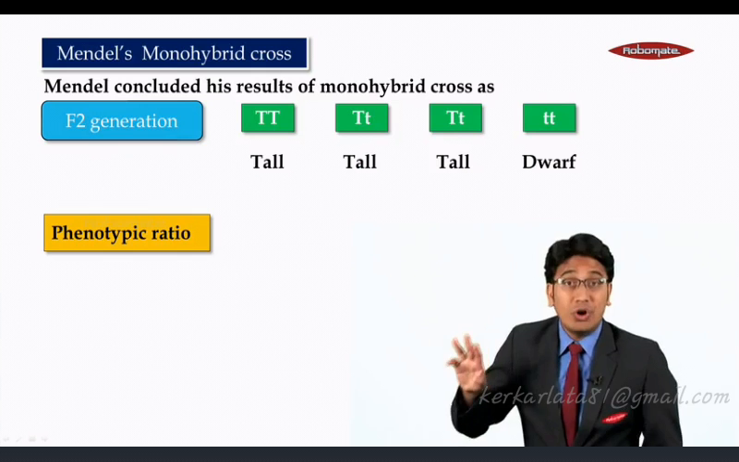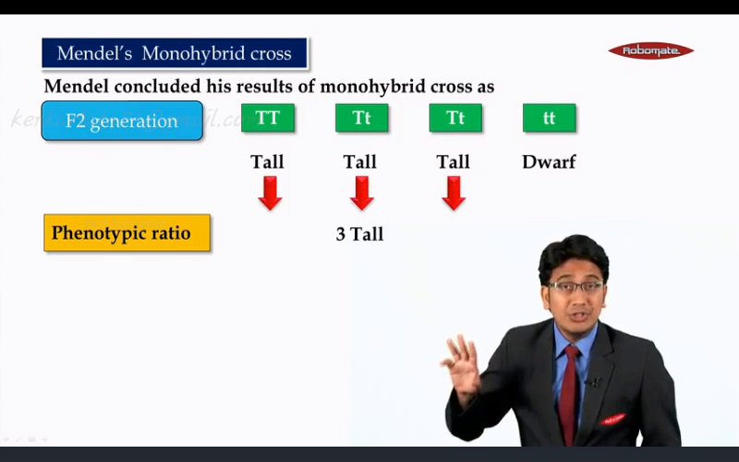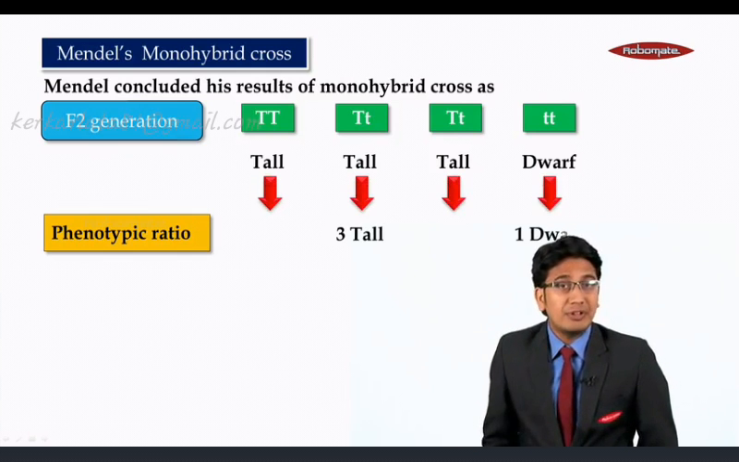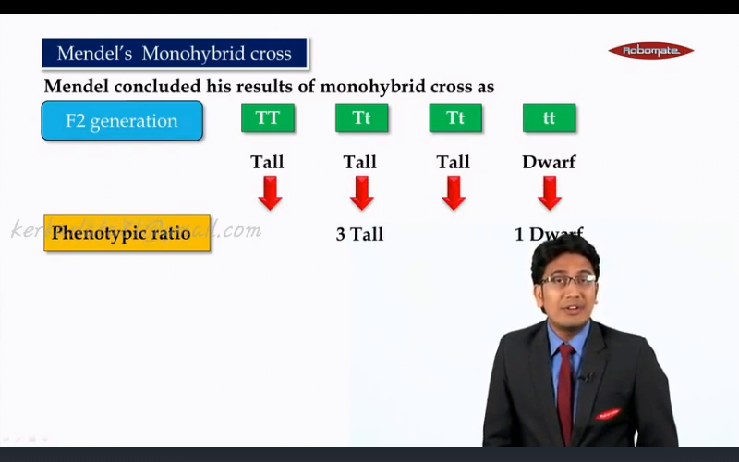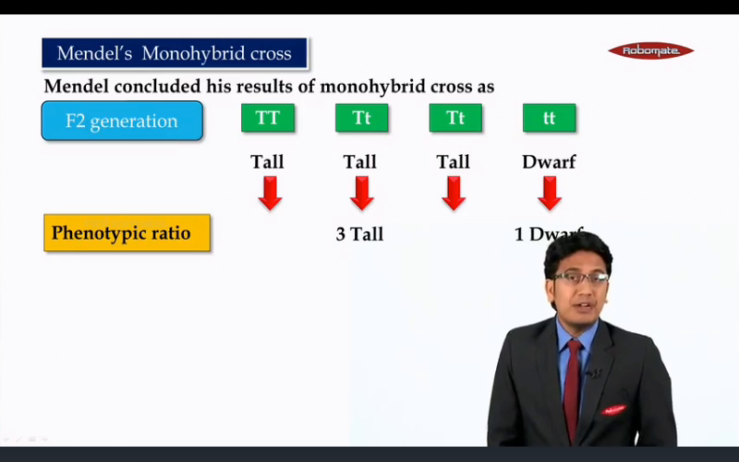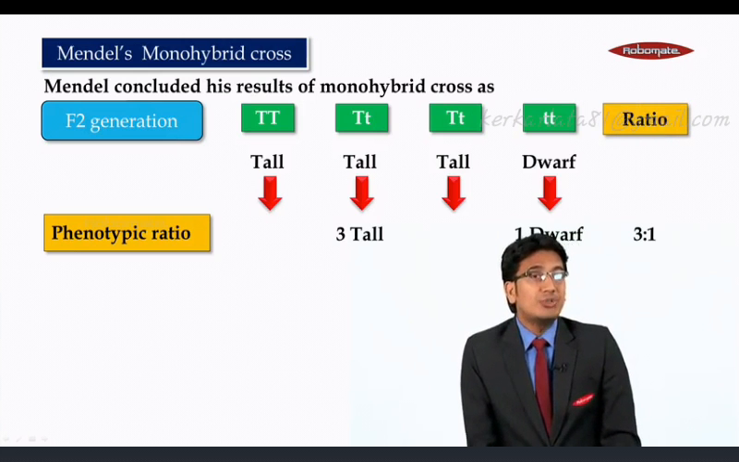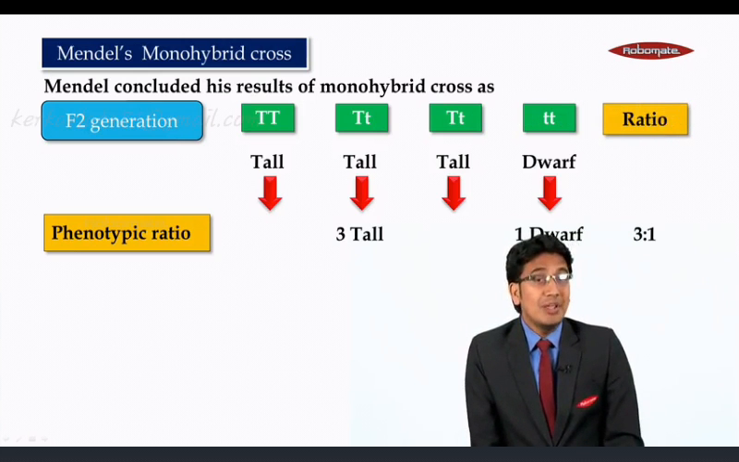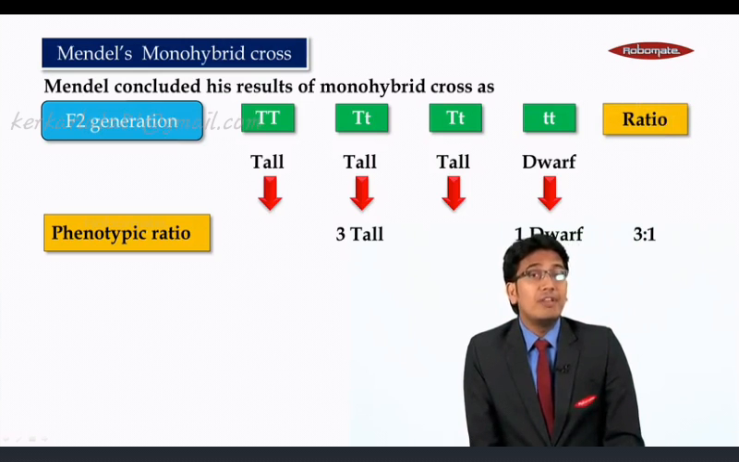So he got three tall and one dwarf. So he concluded the monohybrid phenotypic ratio is 3:1. Three plants out of four will be tall and one plant will be dwarf.